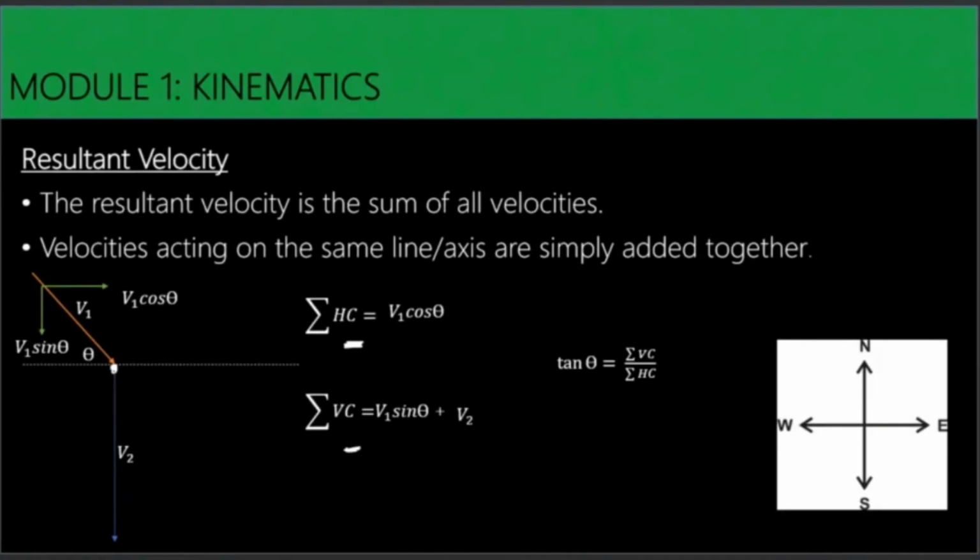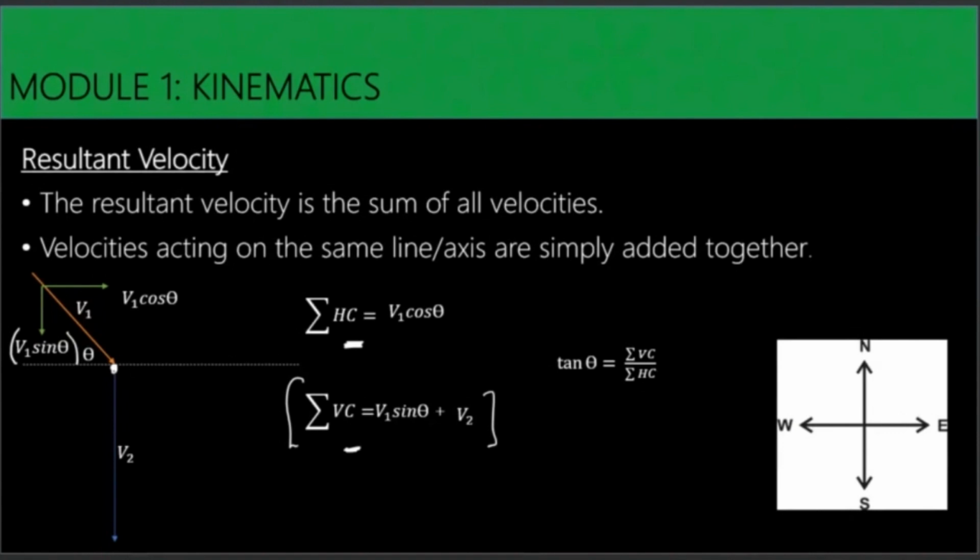You can see from what I drew here that for the vertical velocity, I added the vertical component of v1 to v2, because they are acting in the same direction. If it was up, it would have been addition as well.